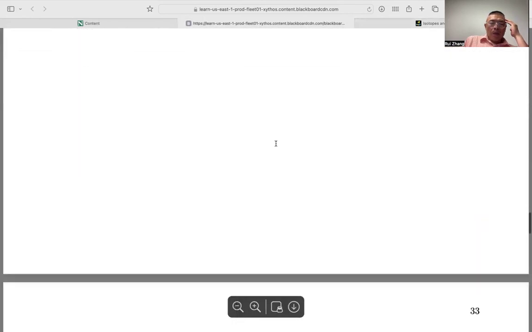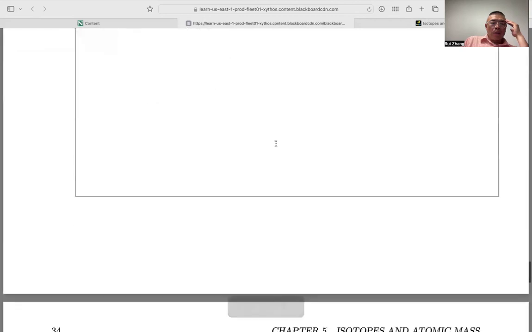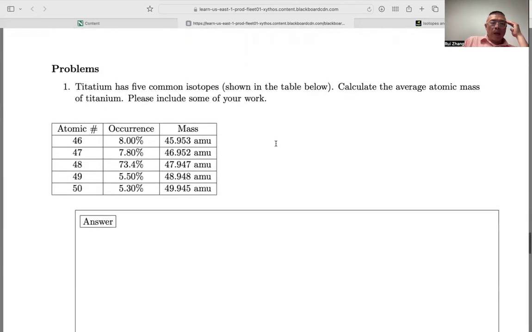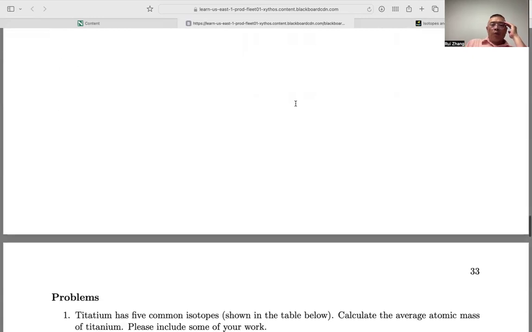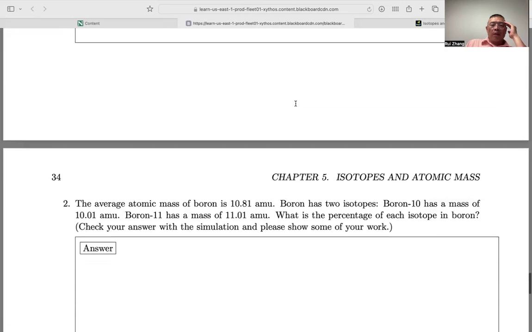I think there are a couple of problems at the end. It asks you to calculate the average atomic mass of titanium. There are 5 isotopes with different occurrences, like 8%, 7%, et cetera. So just use the formula you developed before to try this calculation. It's a little complicated, but I think you can do it. If you have a question, send me an email.